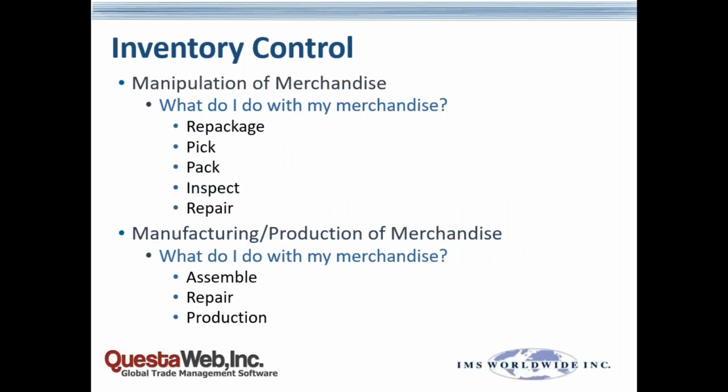So let's look again at inventory control. We've got our cycle counting we've talked about. Let's talk about our activities. What do I do with my merchandise and the manipulations that you have: repackaging, picking, packing, inspecting, in some cases some repairs. And by repair you can also include reticketing or country of origin marking corrections, all of the types of manipulations that are approvable in a foreign trade zone.